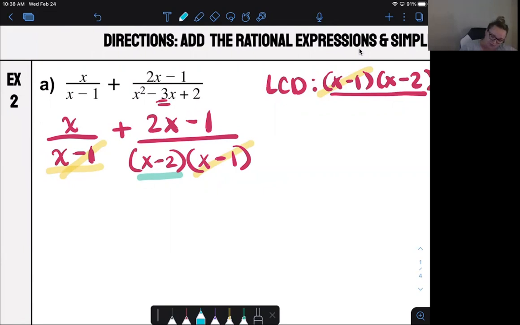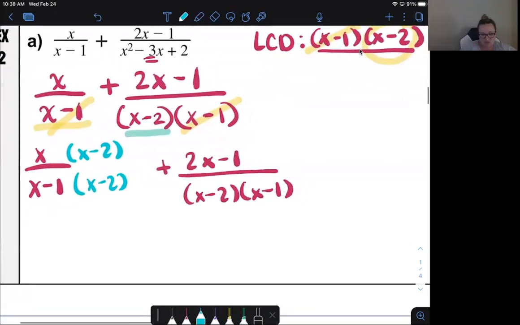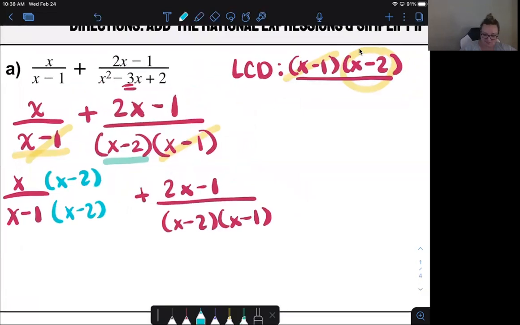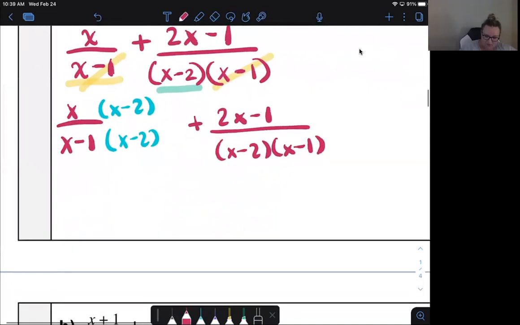So now step 2, multiply the rational expression, the numerator and the denominator, by what it's missing from the LCD. So for x over x minus 1, it's missing the x minus 2. So I'm going to multiply the numerator and the denominator by x minus 2. For 2x minus 1 over x minus 2 times x minus 1, it already has both of the factors from the LCD. So we don't need to multiply it by anything, which is kind of nice. How lovely.